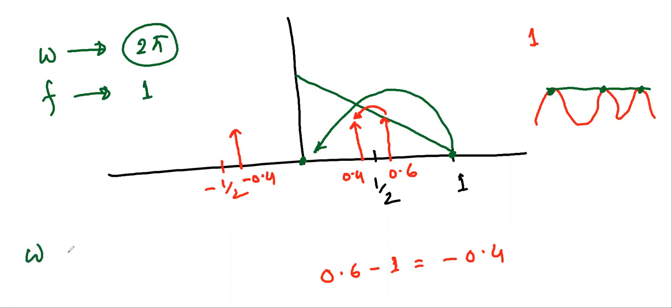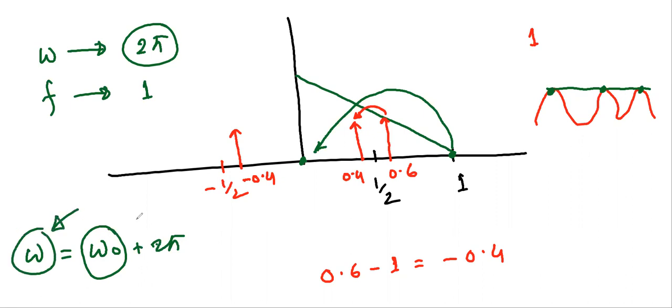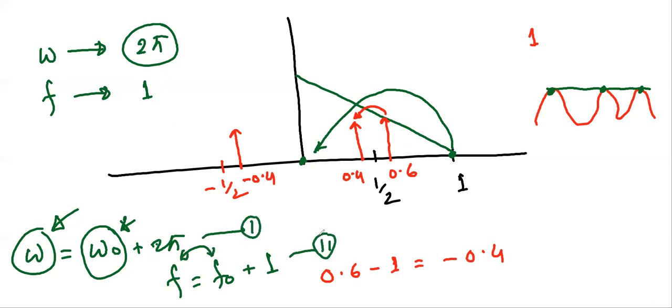What does it mean? Omega is equal to omega 0 plus twice pi. So omega 0 and omega look like the same. Though omega is a higher frequency and omega 0 is a lower frequency, they look like the same due to the low pass filter. Similarly, if you have f equal to f0 plus 1, you can even write plus or minus, but for simplicity, plus 1. They look the same. So these two statements, this is 1 and this is 2, are the same statements.